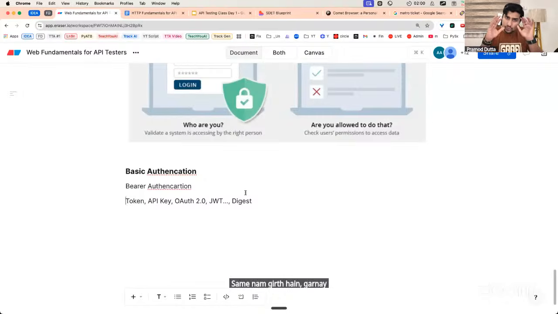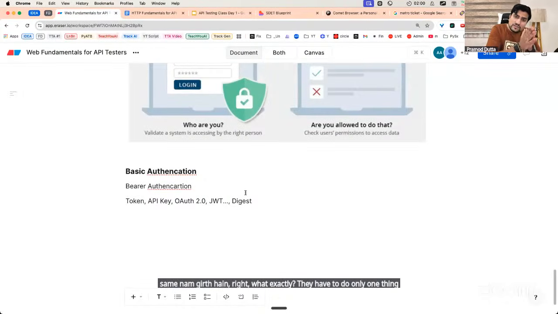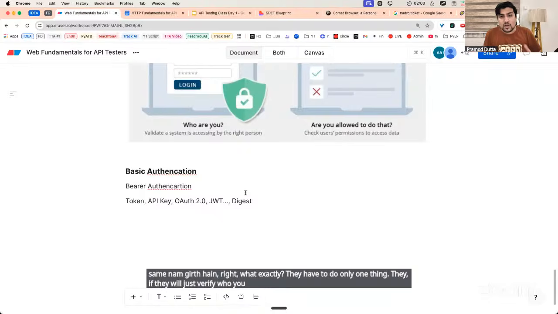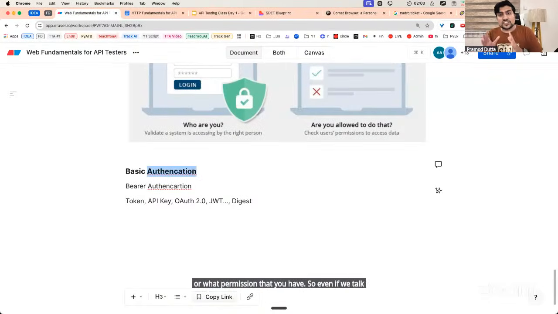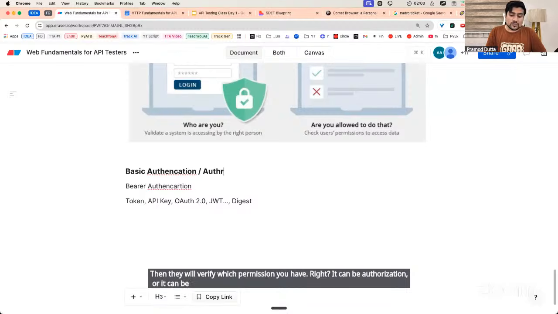What exactly do they have to do? Only one thing. They will just verify who you are or what permission you have. Even if we talk about basic authorization, they will verify which permission you have, right? It can be authorization or it can be authentication also. Is everyone with me? Give me yes in the chat. Basic authorization versus basic authentication, right?